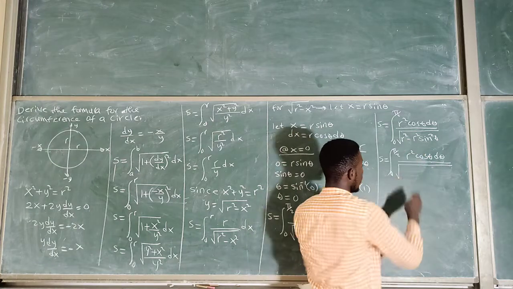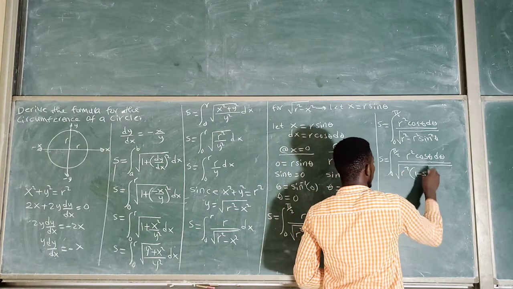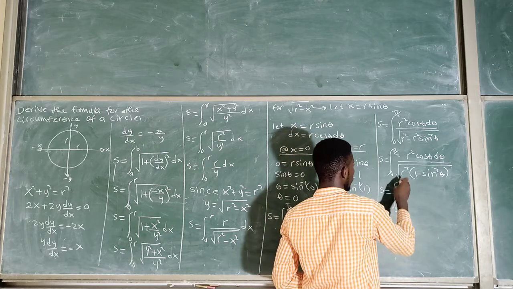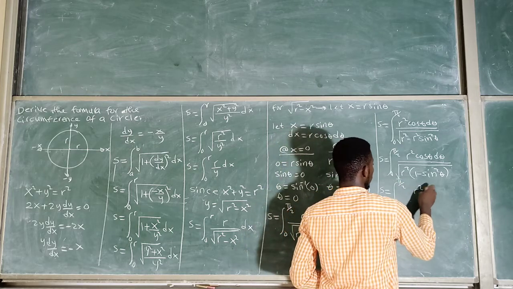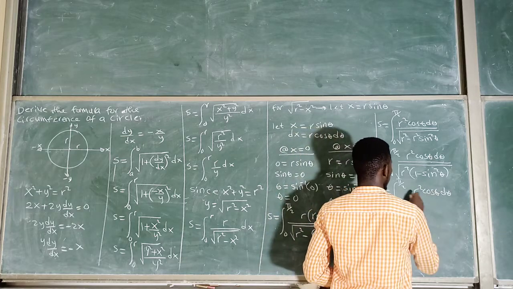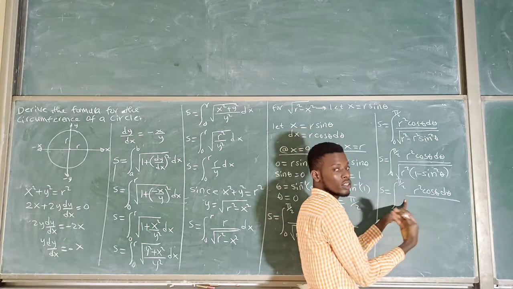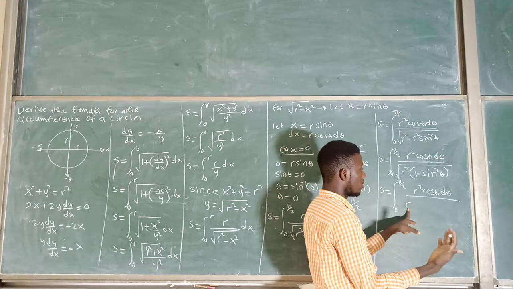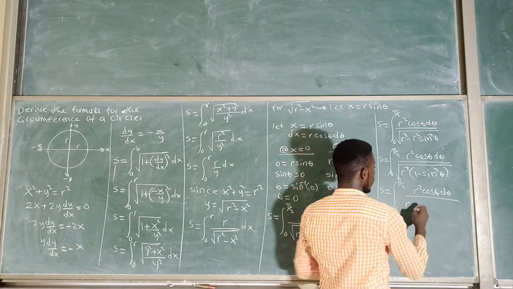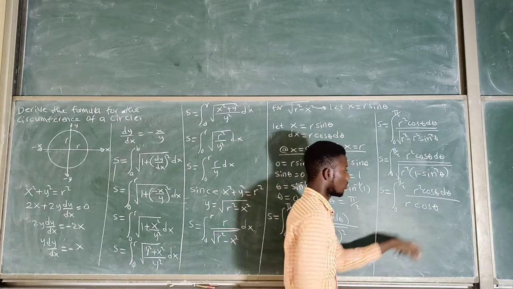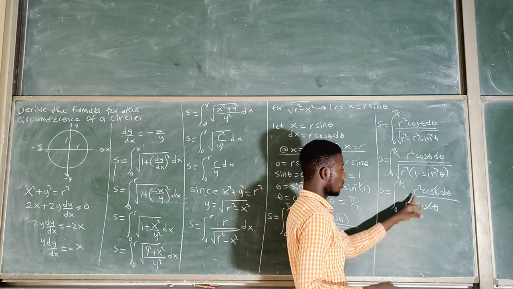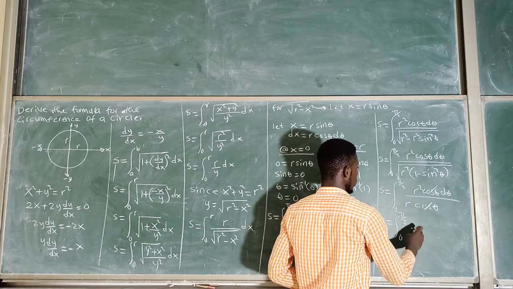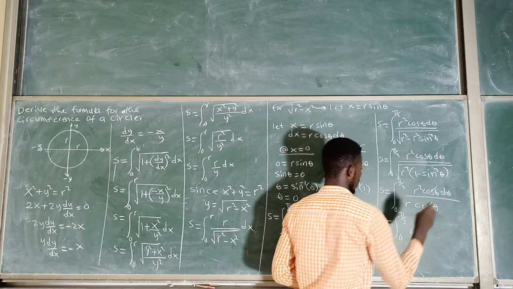If I factor out r squared, I'll have r squared times 1 minus sin squared theta. So s will be equal to the integral from 0 to pi by 2 of r squared cos theta d theta, all divided by, this r squared leaves from under the square root as r, and 1 minus sin squared theta is cos squared theta. Cos squared theta comes out of the square root as cos theta. So cos theta and cos theta cancel, r squared over r goes to r. So s is equal to the integral from 0 to pi by 2 of r d theta.